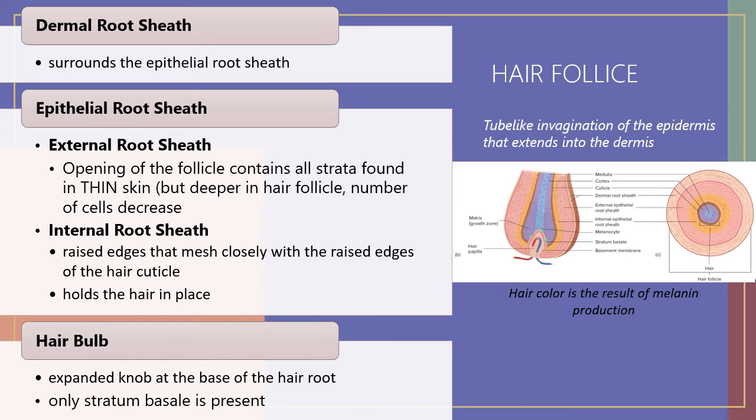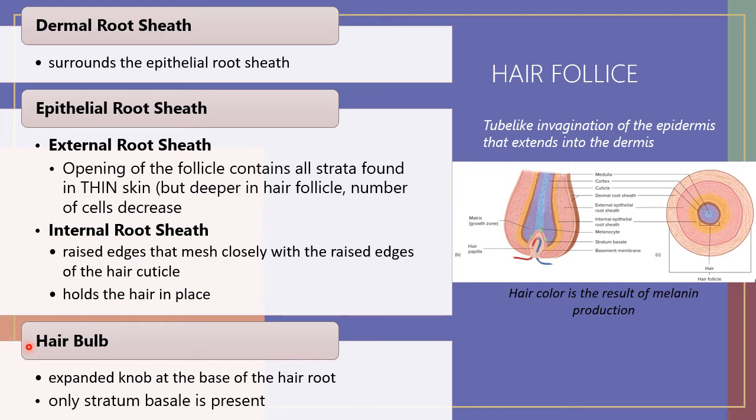Itong internal root sheath mo naman are raised edges that mesh closely with the raised edges of your hair cuticle. So they hold the hair in place. Yeah? So when a hair is pulled out, your internal epithelial root sheath usually comes out. And you see this as whitish tissue around the root of the hair. Diba? If you pluck a hair, you see that white tissue at the end. That's your internal root sheath.